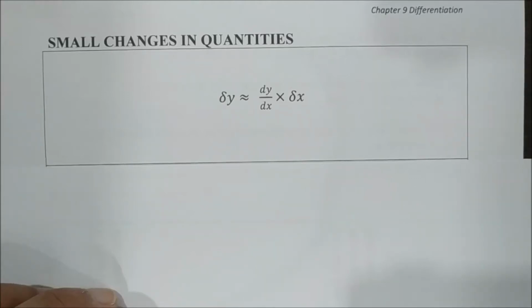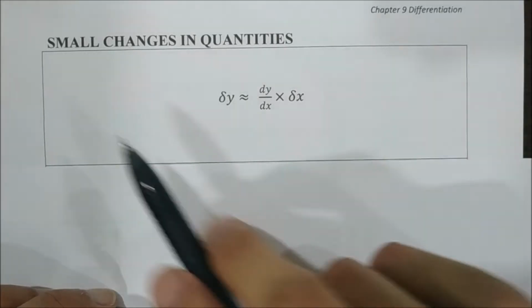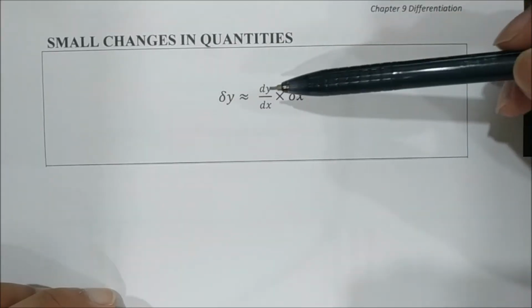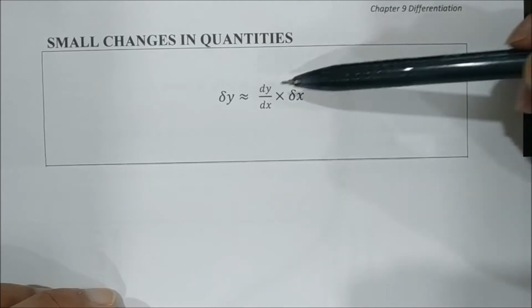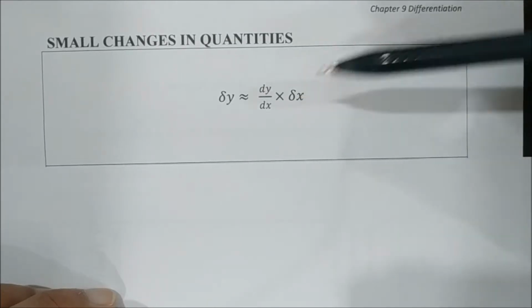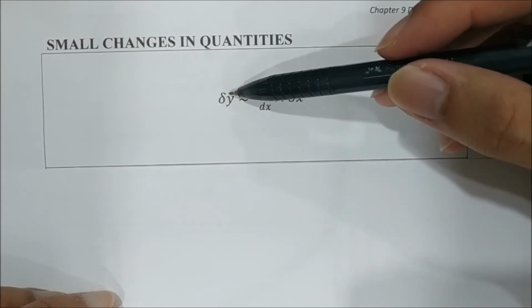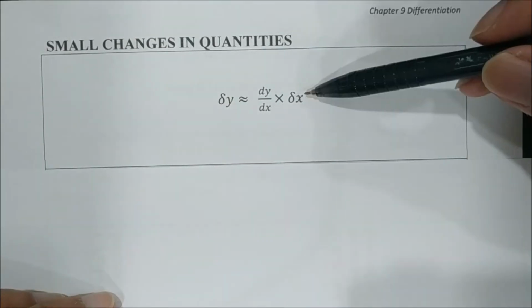Hi, now we're going to look at Form 4 Chapter 9 Differentiation, and the subtopic in this chapter is small changes in quantities. In this part, we're going to use this formula which states that delta y is approximately equal to dy/dx multiplied by delta x. Delta y here refers to the small changes in quantity y. Delta x refers to the small changes in the quantity x.